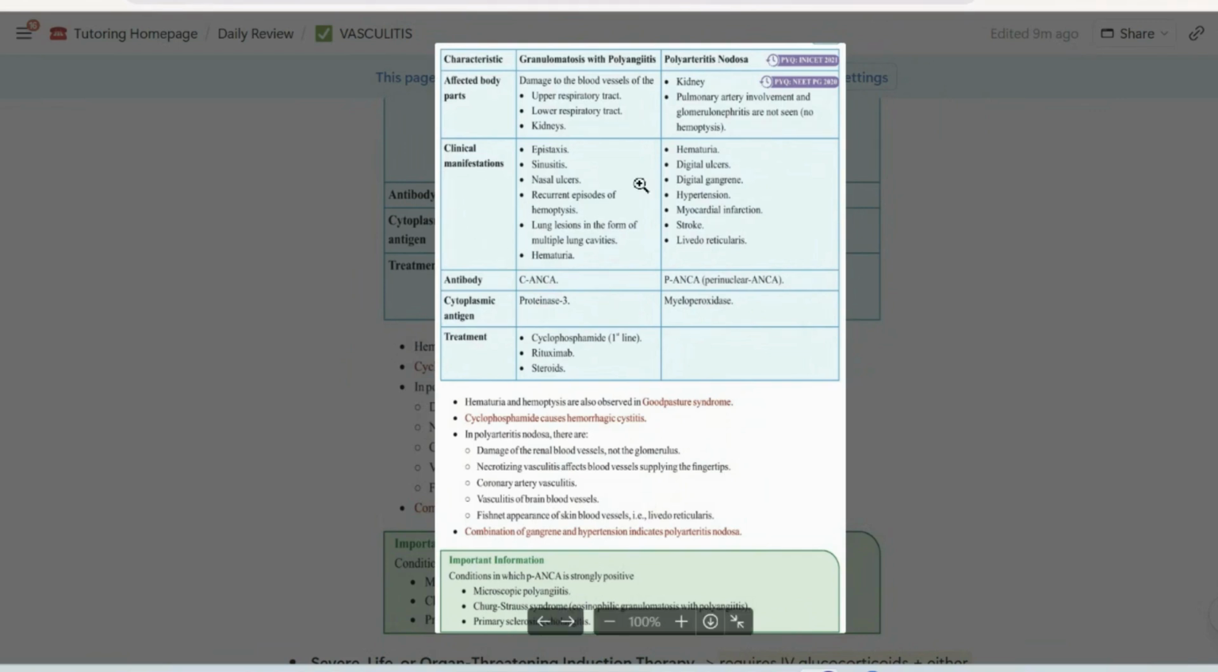So both Goodpasture and GPA are classified into nephritic, whereas PAN is not actually causing any sort of glomerulonephritis. Okay, and nor does it have any hemoptysis, right? So we need to distinguish between a couple of these, right?